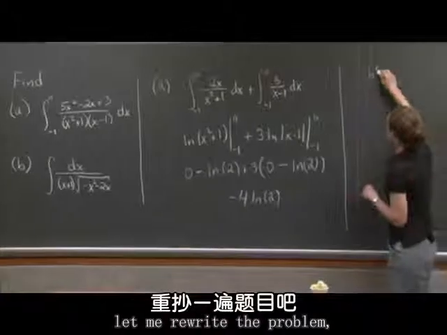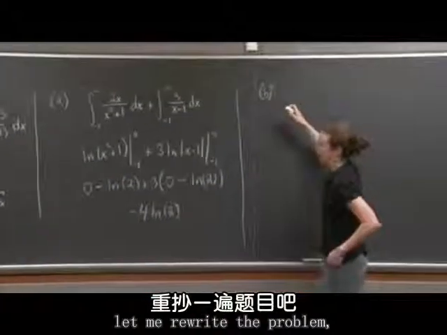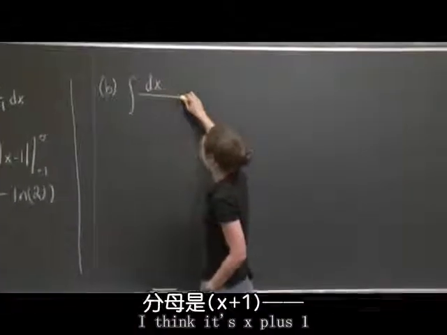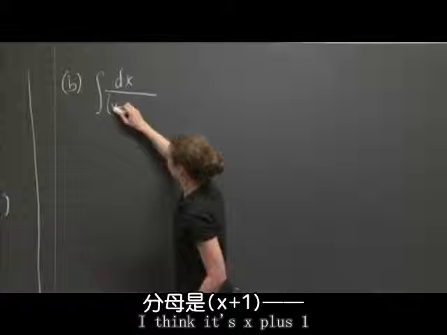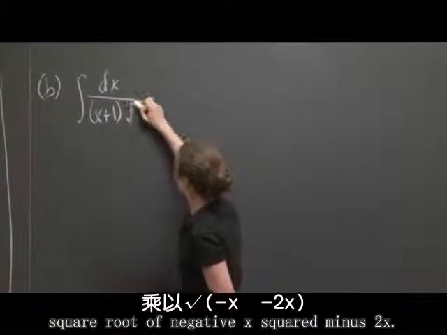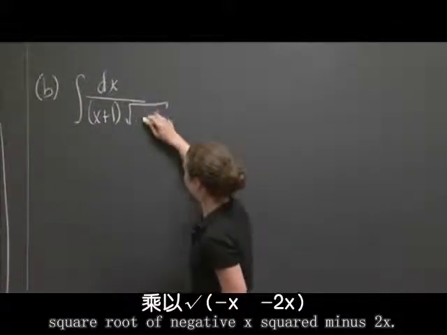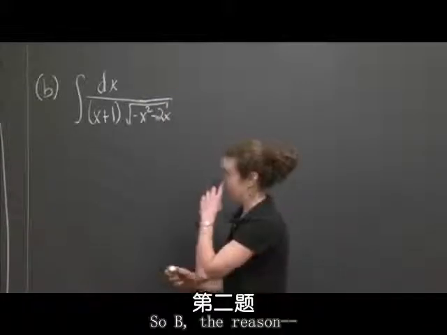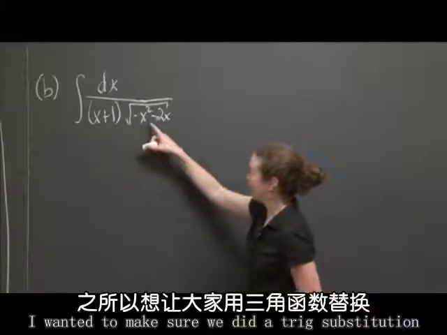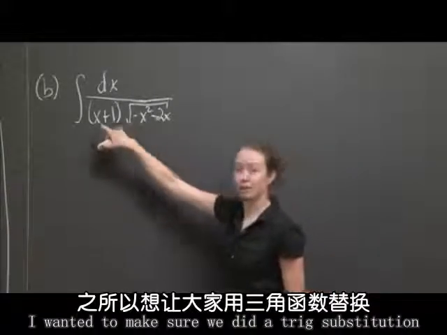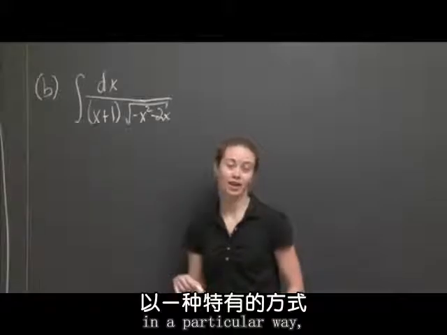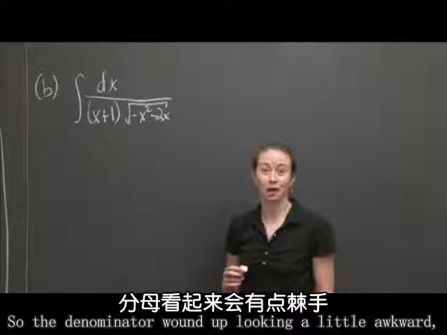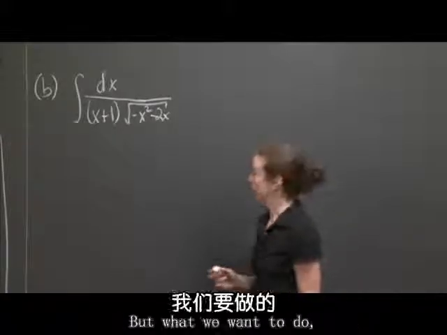So B, let me rewrite the problem because it's now a little far away. I think it's x plus 1 square root of negative x squared minus 2x. Okay, so B, the reason I wanted to make sure we did a trig substitution in a particular way is because I haven't demonstrated those very much. So the denominator wound up looking a little awkward to force you to do it in that way.